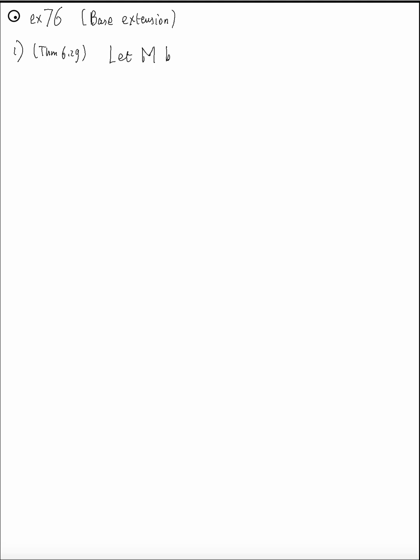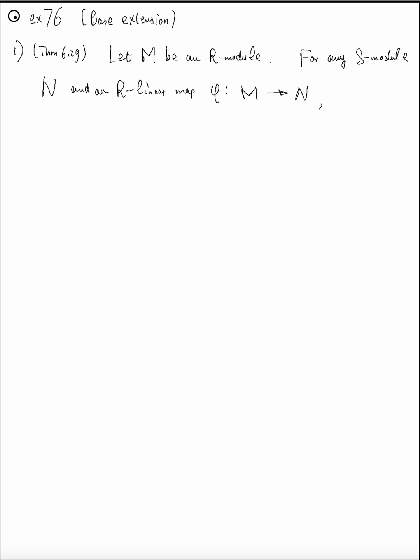Let M be an R module. Then for any S module N and R linear map phi from M to this S module N, there is a unique S linear map which factorizes this phi. Let's call it phi S, from the base extension of M to N.